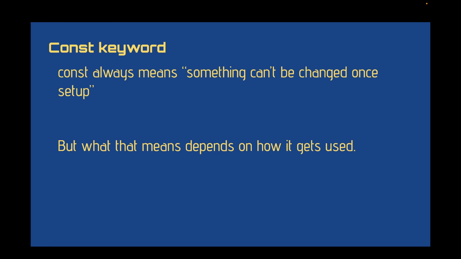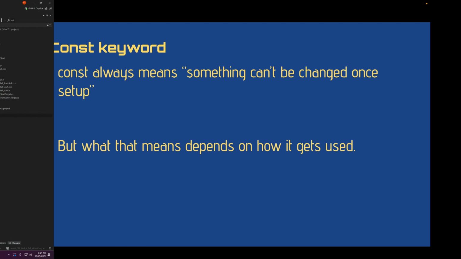Now, const will always mean something can't be changed once set up. But that doesn't mean it's always going to do the exact same thing. What it does will depend on how it gets used. It means something different with functions, with pointers and other things. And where you put it with certain things matters. For our purposes though, just know that const means we're going to assign a value to it, and we can't ever change it.